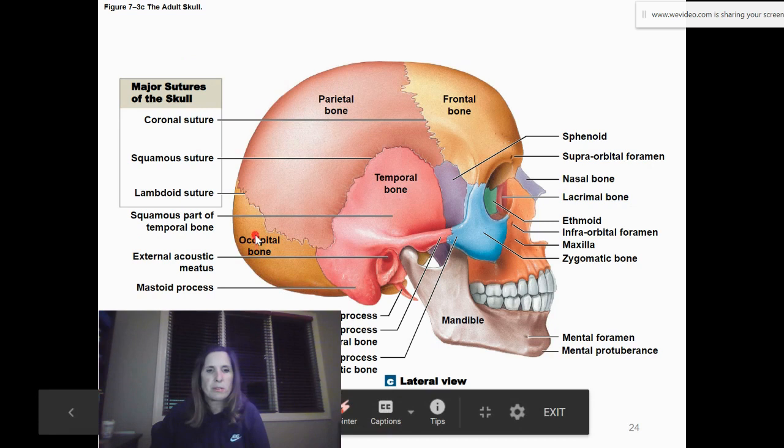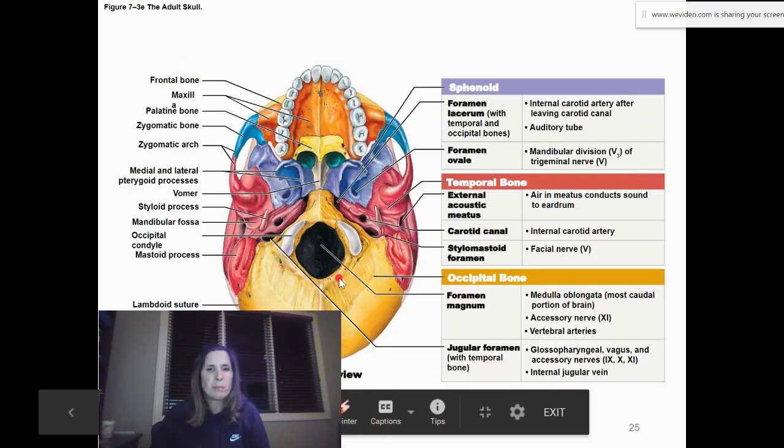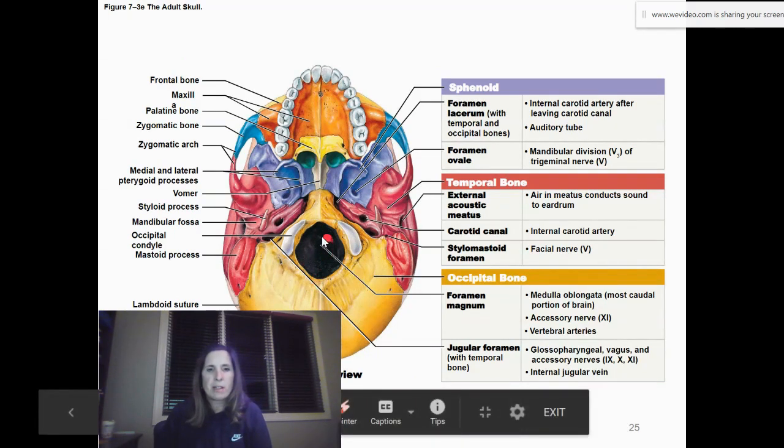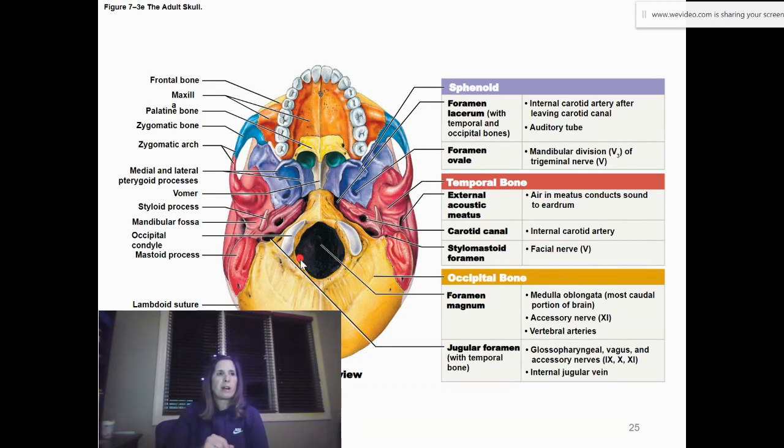So I want you to remember that this is your occipital bone right here. And if you look on your sheet, you have a foramen magnum and you have occipital condyles. So the foramen magnum right here, that is a must know. And so right now on your sheet, you want to identify this one, okay? And you want to make sure you know that this is part of the occipital bone. And all the nerves are going to go from the brain to the spinal cord here.